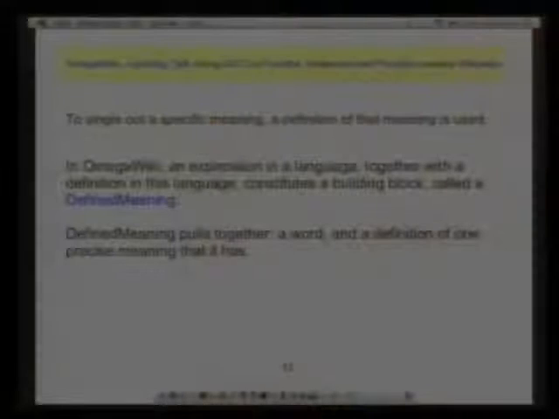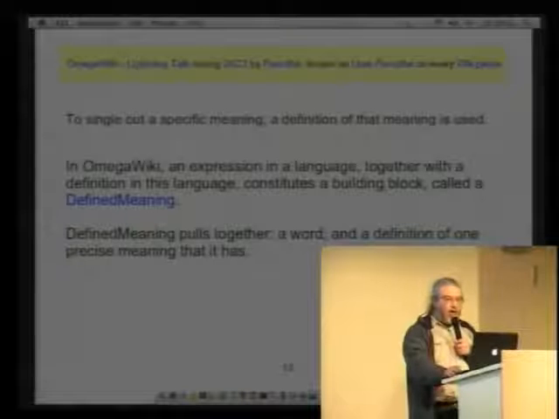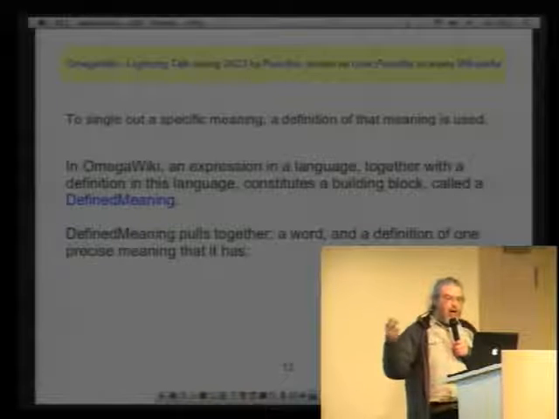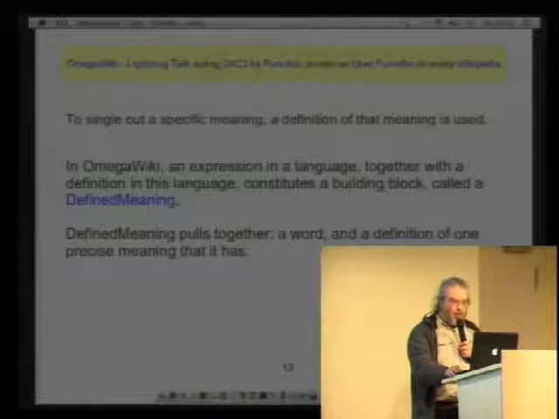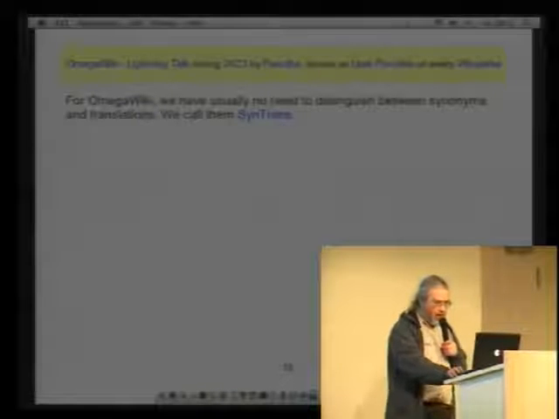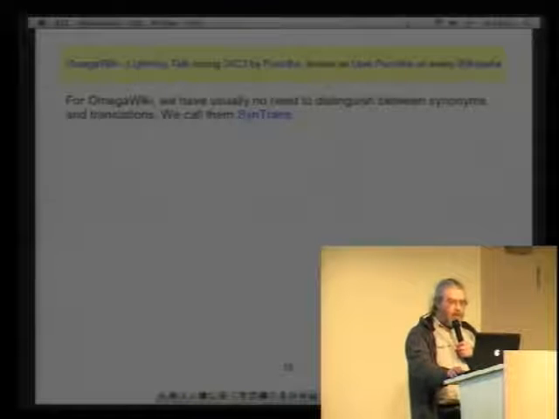But in OmegaWiki, we tie together an expression or a word in a language with its definition. And this gives a building block inside OmegaWiki, which is called a defined meaning. A defined meaning is a word and a definition of one of its meanings pulled together. And only those things are being translated between languages. So we don't actually translate words, we translate defined meanings, so that in the process of translation, we don't lose meanings.